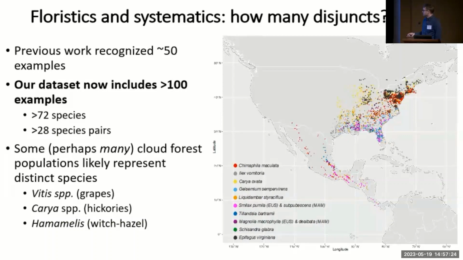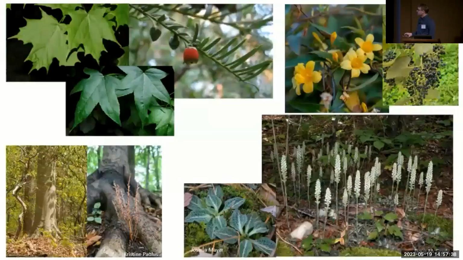These are some different examples of either species or species pairs that are disjunct between these two regions. An important point about that diversity is that it represents the gamut of life history traits and growth forms shown in flowering plants, and it also spans the phylogenetic breadth of seed plants.